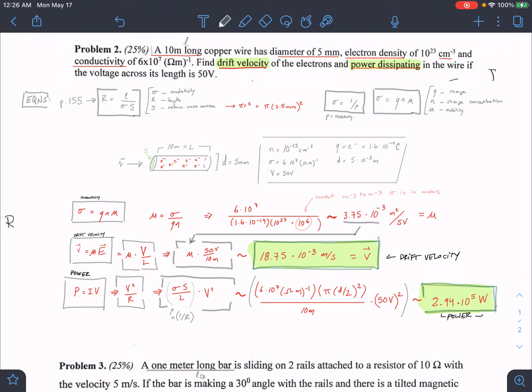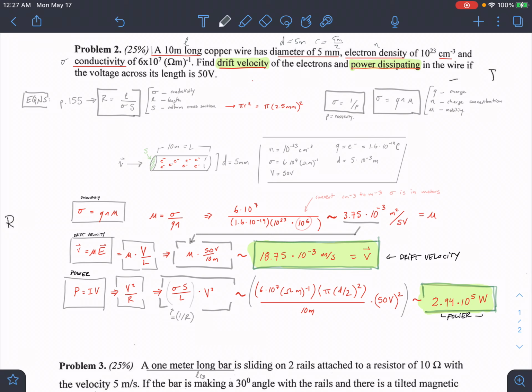So we have length here. The wire has a diameter of 5 millimeters. So if we have diameter is 5 millimeters, we also have radius is equal to 5 millimeters over 2, right? Electron density of 10 to the 23 centimeters to the negative 3. So our electron density is going to be, I forget, it's equal to n. That's the variable for that one. And then conductivity, so that's sigma.